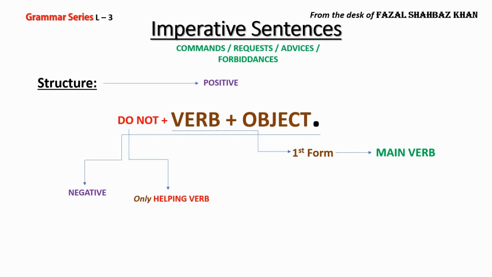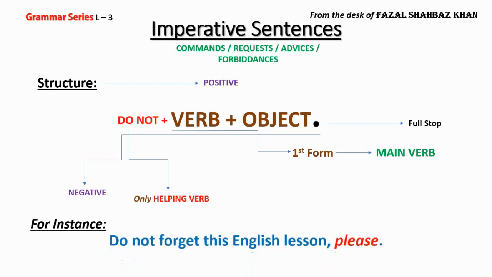So in that case, the first form is the only main verb, and the usage of do is the only helping verb we find when it comes to imperative sentences. So this is how we make positive and negative of it. And the key once again is to have a full stop right at the end. For example, let's look at an example of it. Do not forget this English lesson, please. I'm begging you right now.